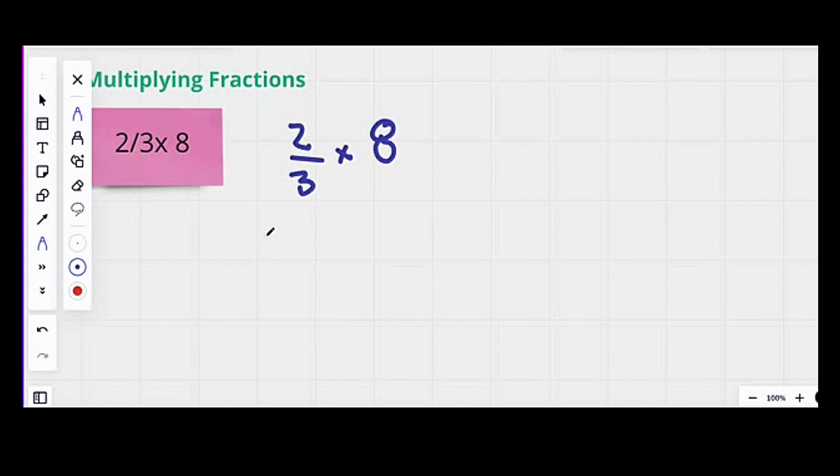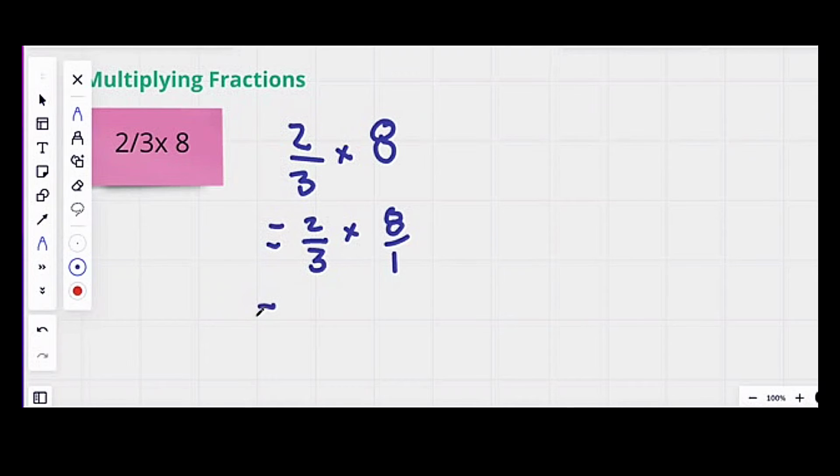One thing we need to remember is that a whole number is really that whole number over 1. It doesn't matter what the whole number is, it's always the same. So 8 is the same thing as 8 over 1. If we had 9, it would be 9 over 1. If we had a 5, it would be 5 over 1. If we had 50, it would be 50 over 1. Any whole number will always be the same as that number over 1.